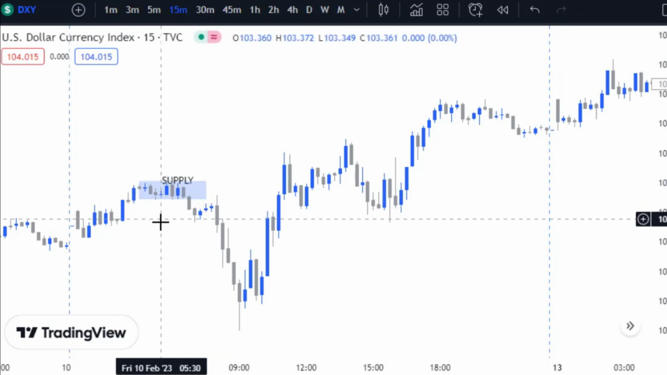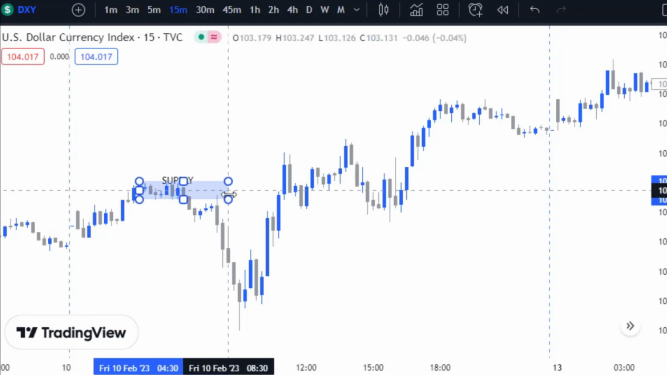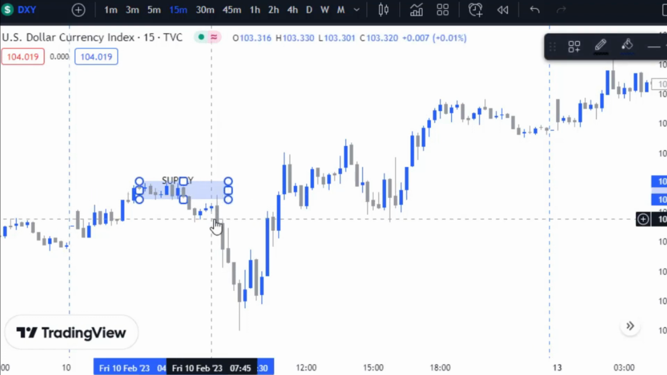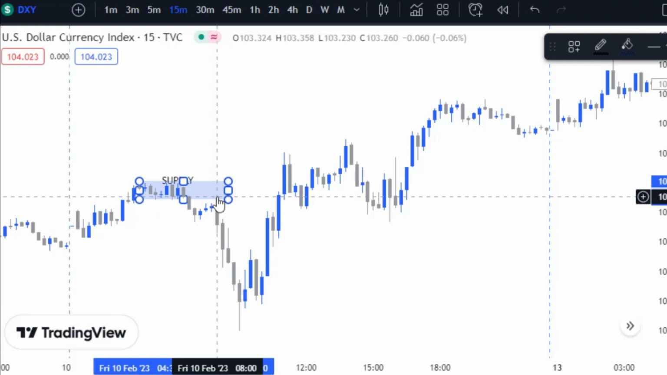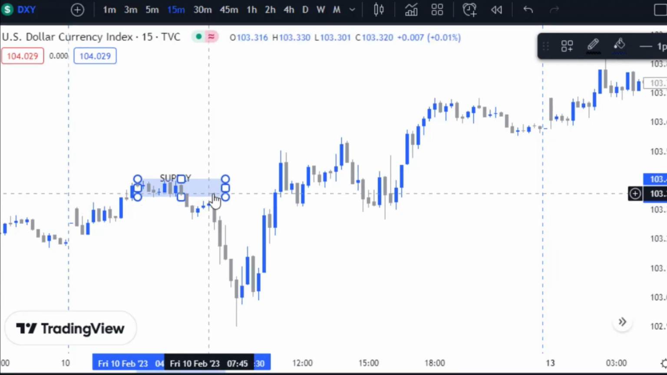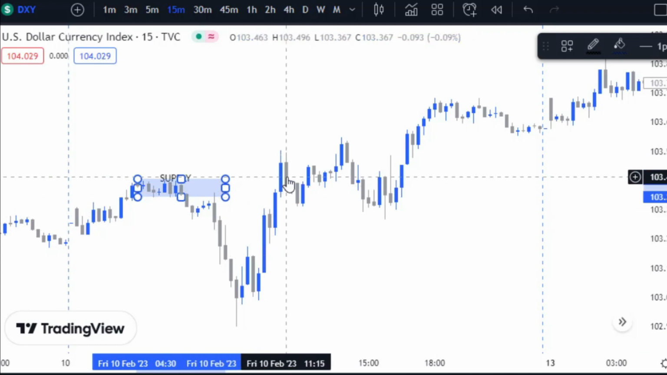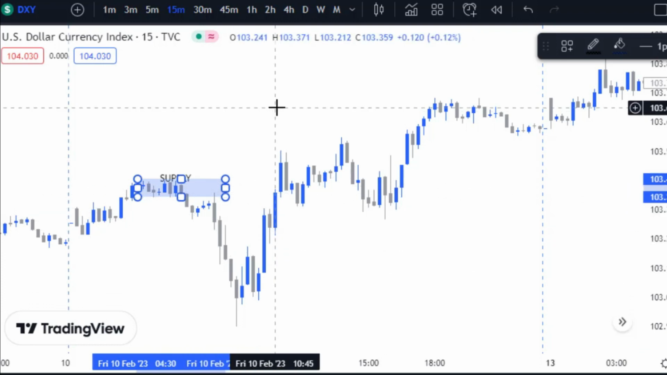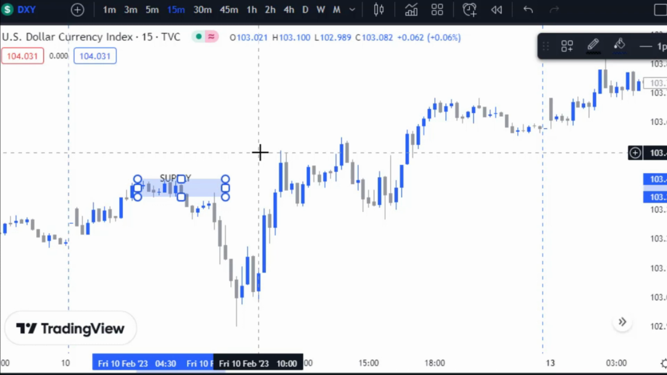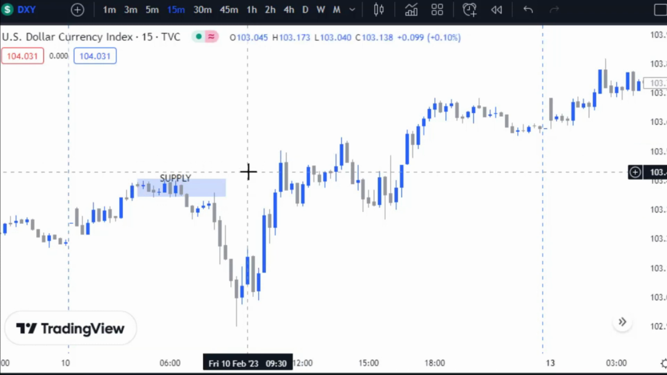Now we can see a few minutes later, price came back to retest the supply zone and left. Immediately price left this supply zone, we didn't see it come back. The next time it came to retest it, it bounced off it and left, so it didn't respect the supply zone. So most times supply zones hold just once, unlike resistance zones that can hold on and on and on.